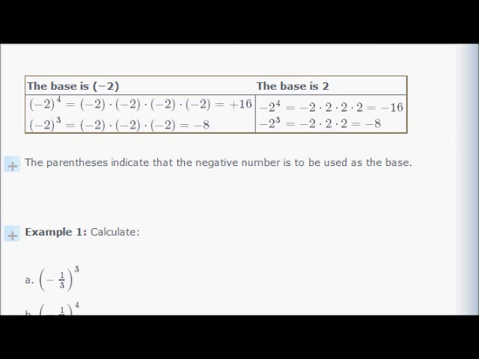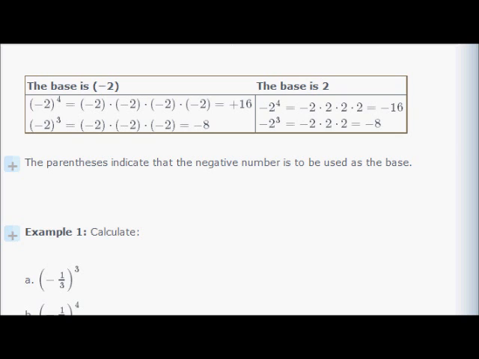Looking on the other side where the base is 2, you have a negative in front of 2 to the power 4, or you have a negative in front of 2 cubed. Here, notice that all the factors are positive numbers, and they get multiplied by a negative at the end. So all those positives multiplied with each other, like the four twos, form a positive result, positive 16, but then you have to multiply by a negative, so you have a negative result, negative 16.